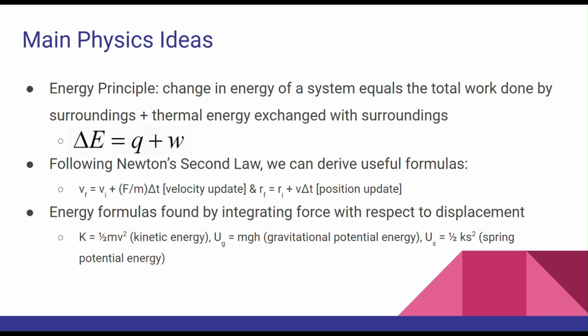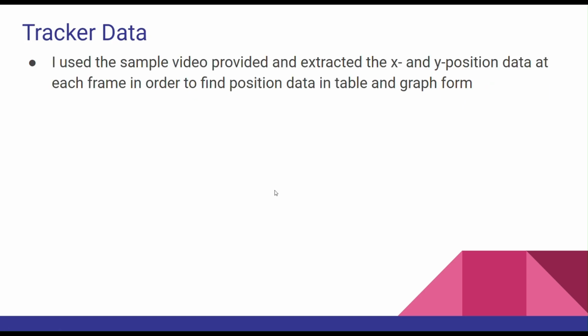Following Newton's second law, we can derive some formulas as well, which include the velocity update formula and the position update formula, given as Vf equals Vi plus F over m times delta t, and Rf equals Ri plus V delta t. And our energy formulas are derived from integrating the force with respect to the displacement: K is 1/2 mv squared for kinetic energy, Ug is mgh for gravitational potential energy, and Us equals 1/2 ks squared for spring potential energy, and those are our big three for this experiment.